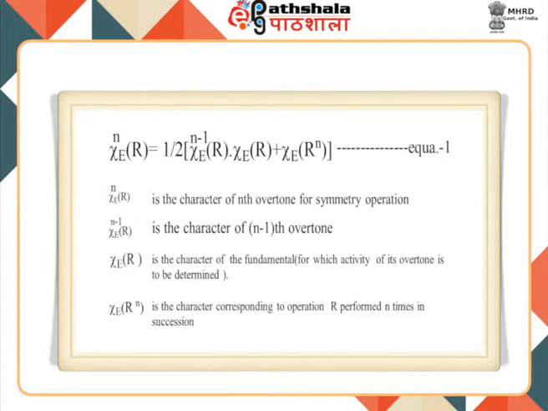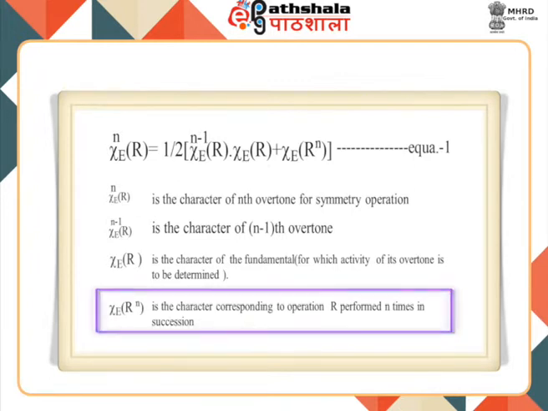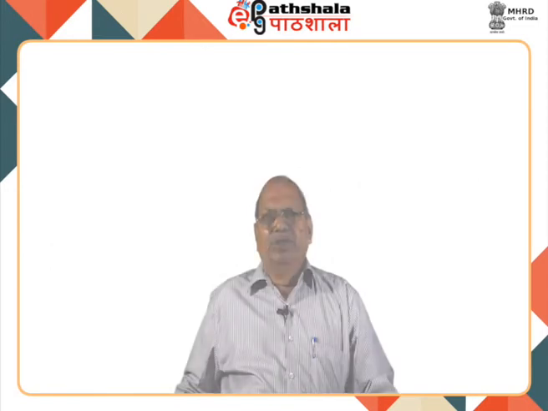For the first overtone, n is equal to 2. For the second overtone, n is equal to 3, and so on. Chi_E(R^n) is the character corresponding to the operation R performed n times in succession. For E mode of vibration and n equal to 2, that is the first overtone, equation 1 can be written as equation 2.